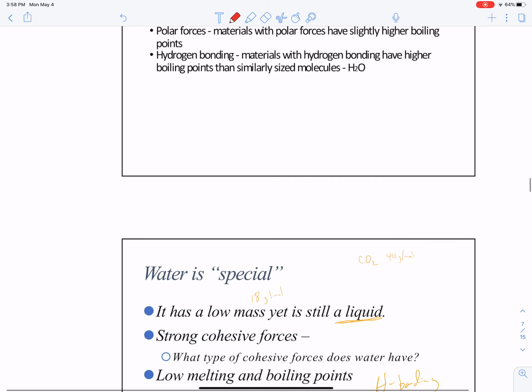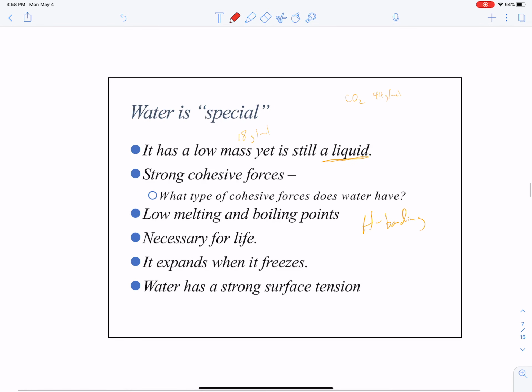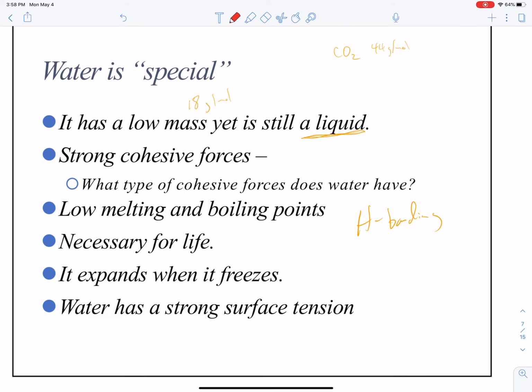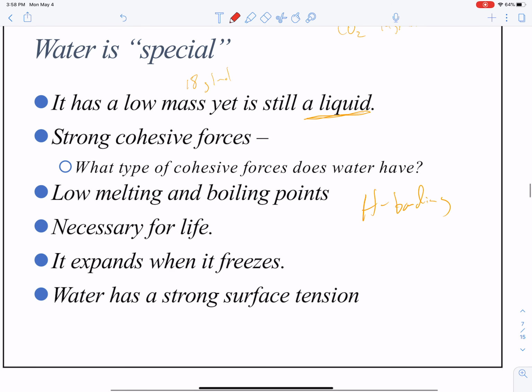So, interestingly, water expands when it freezes, and it has a strong surface tension. That means water kind of likes itself. It wants to hang out with itself.